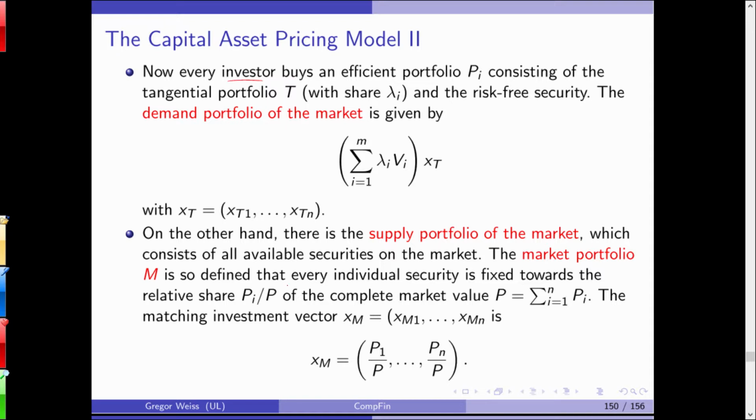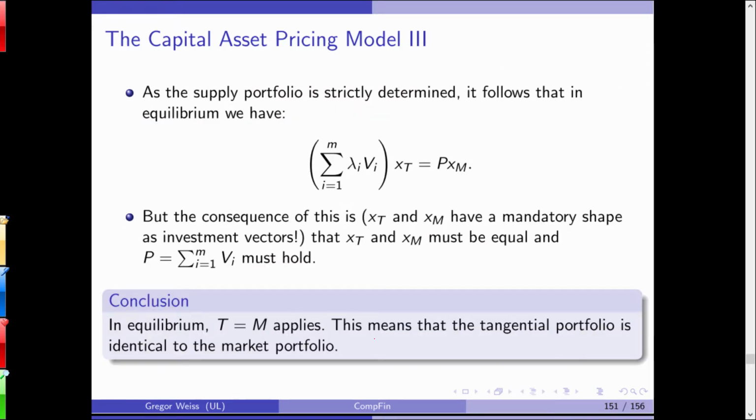The supply side works like this. It consists of all available securities, so the market portfolio is defined so that every individual security is fixed towards the relative share P_i divided by P of the complete market value. And the investment vector is now X_M1, ..., X_Mn with this as the portfolio weights. Now, as the supply portfolio, the number of available securities is strictly fixed. In equilibrium, we should have the sum over all investors, lambda_i times V_i times X_T has to equal the price P of the market portfolio times X_M.